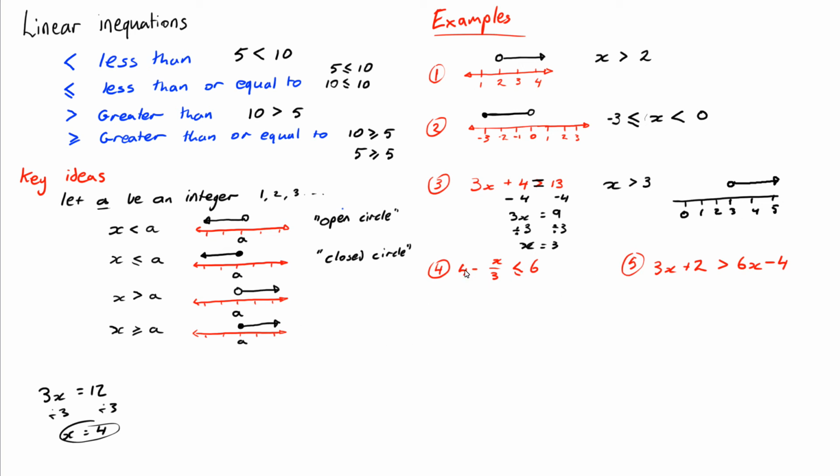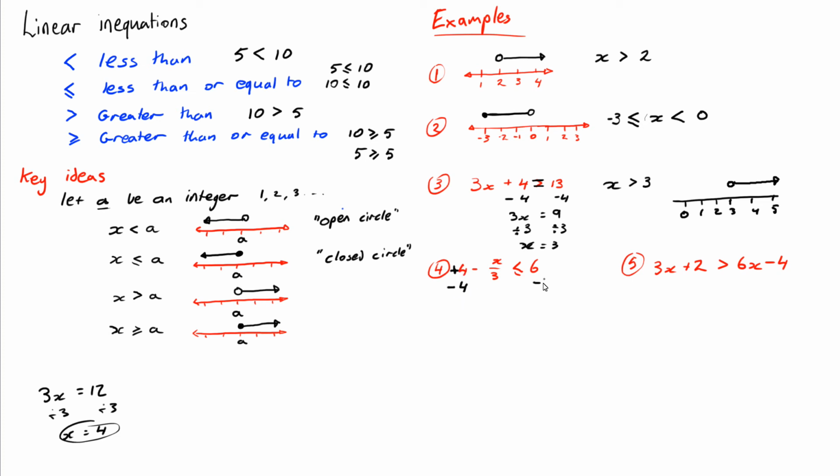Alright, let's have a look at example 4. We've got 4 minus x on 3 less than or equal to 6. This time I'm just going to keep this symbol in here, but in my mind I'm treating it exactly the same as an equal sign when we're dealing with equations. So this 4 has a positive sign in front of it, or an addition.